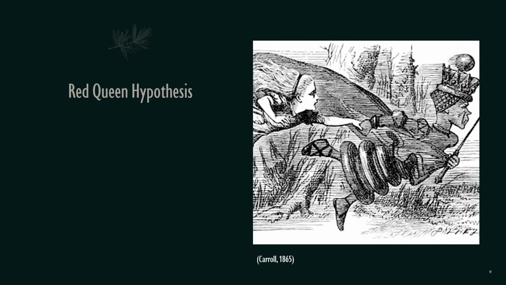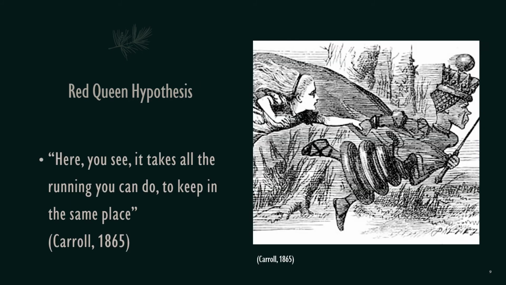Red Queen hypothesis. In Lewis Carroll's Alice in Wonderland, the Red Queen says, "Here you see, it takes all the running you can do to keep in the same place." Evolution is compared to the caucus race. In order to not fall behind, the species must adapt and evolve. Species that are competing for the same resources must continue to evolve and adapt just to maintain their relative fitness to each other.